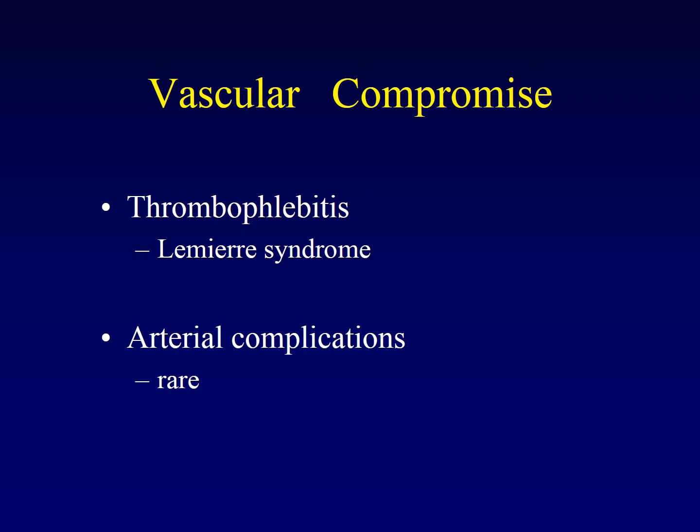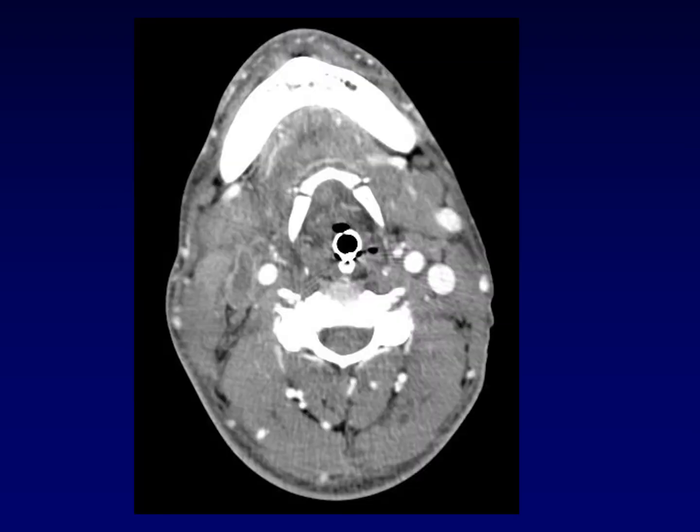Arterial complications are thankfully rare and tend to be self-limited and tend to occur in children. Here's a patient with a deep space infection in the right neck. You can see thickening of the platysma muscle, you can see infiltration of all the fat planes, and this used to be the internal jugular vein. Unlike its counterpart, it's got no contrast in it.